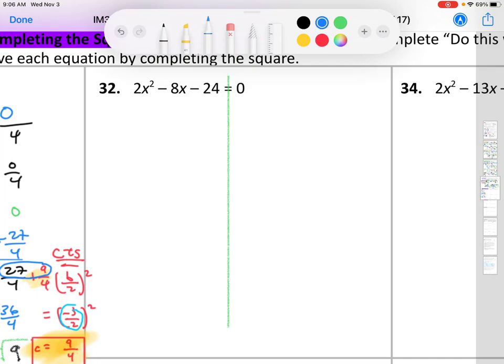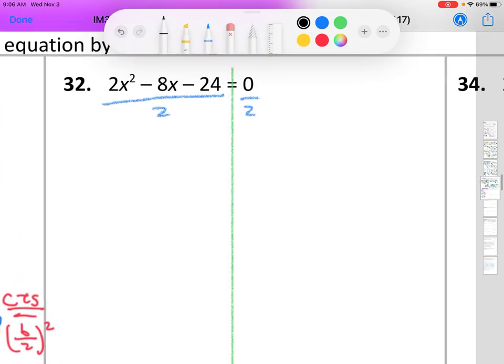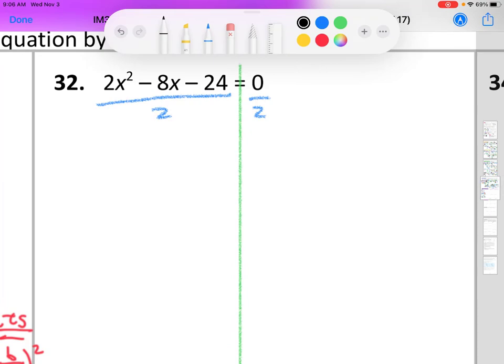Oh, this one's going to be nice. We're going to divide by 2 on all of those. You can notice that 2, 8, and 24 are even, so that makes it super nice. So 2 divided by 2 is x squared. Negative 8 divided by 2 is negative 4x. And negative 24 divided by 2 is negative 12.